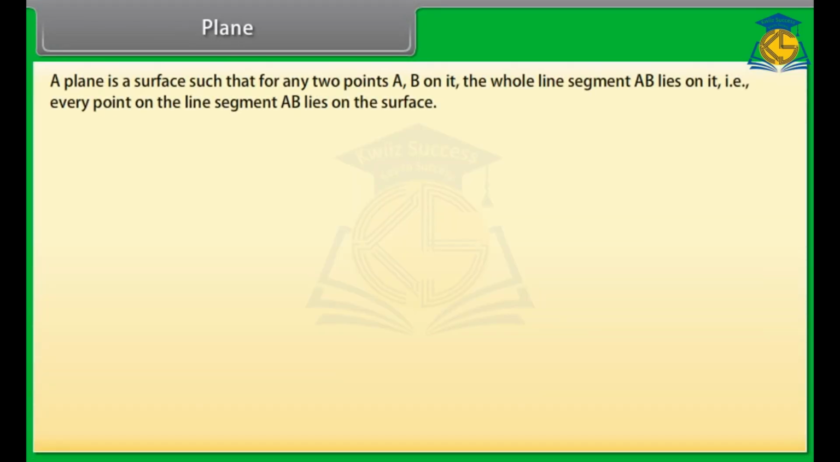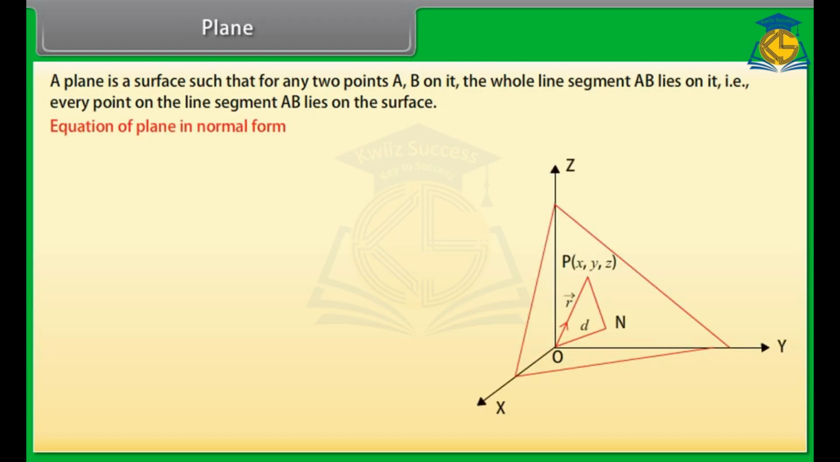Plane. A plane is a surface such that for any 2 points A, B on it, the whole line segment AB lies on it. That is, every point on the line segment AB lies on the surface. Equation of plane in normal form.